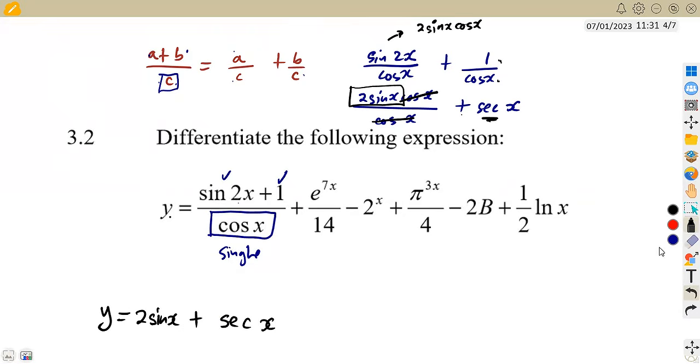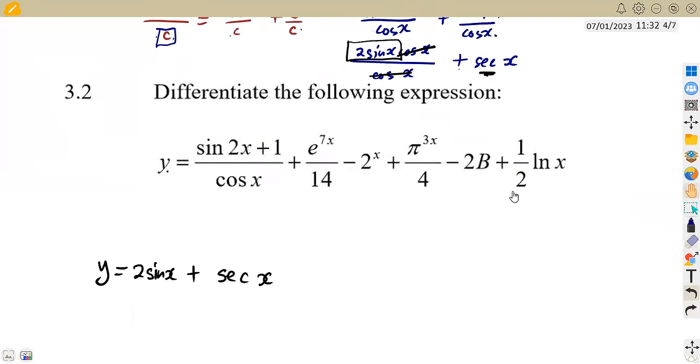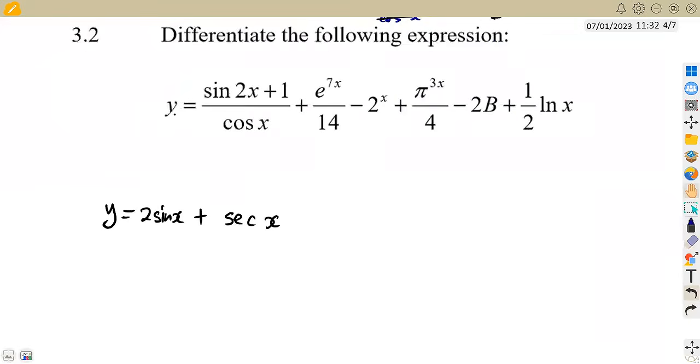So this is what you're going to obtain from this part alone, before even differentiating. All right, so let us move on to the next part of our question and see if it is in a normal format that we can differentiate. This is in a normal format, but we can write it as 1 over 14 separately so that we can properly see what is happening here. So this is the same as 1 over 14 times e to the exponent of 7x.